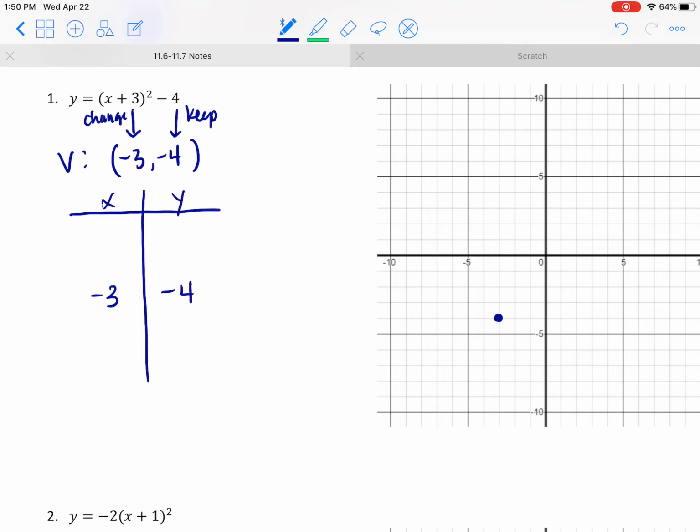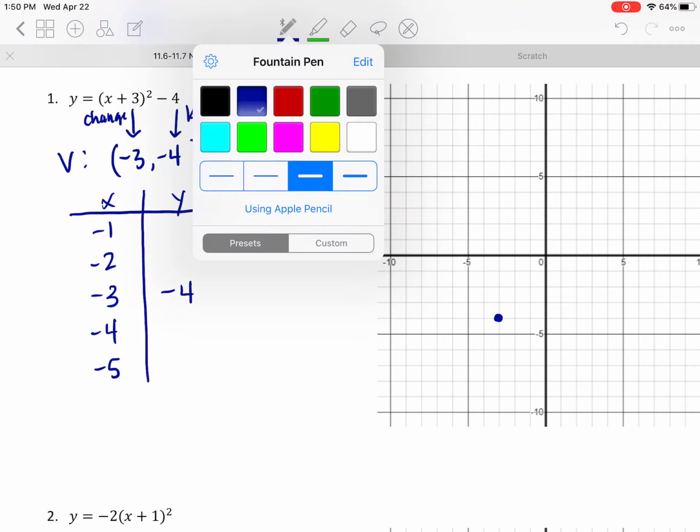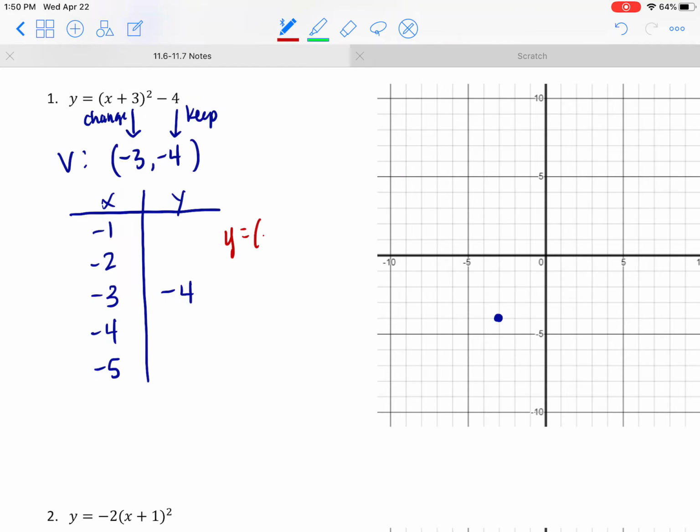So I know my vertex, I'm going to go ahead and plot this point, is at -3 and -4. So it's right there. Now I just need to know what's happening to the left and to the right of that vertex. So I know what's happening when x is -3, but what's happening here and here and here and here? Let's make this parabola go out a little farther, right? So I'm going to go to -2 and -1 and -4 and -5. I'm going to go to the left and to the right of that x value and see what's happening, okay?